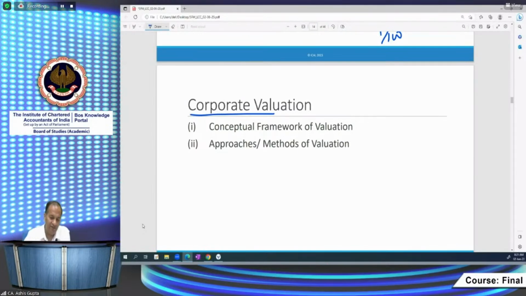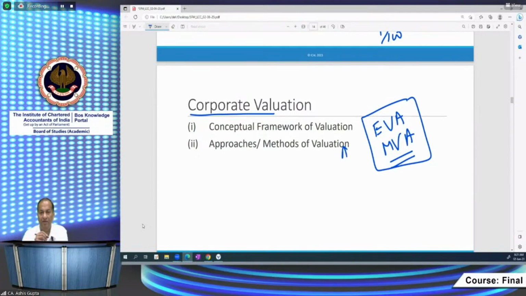Here we should discuss what corporate valuation is. There are some different techniques. Here we have covered concepts like economic value added and market value added. We have even taken one or two new methods like the chop shop method. All these methods have been covered here to value any company.